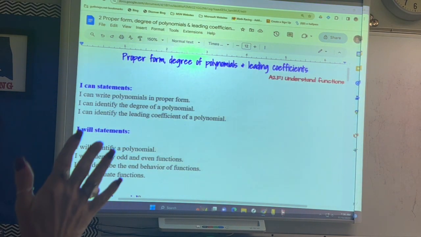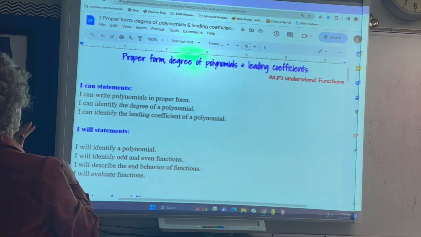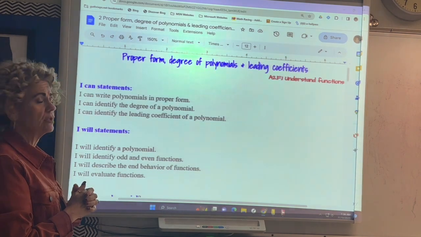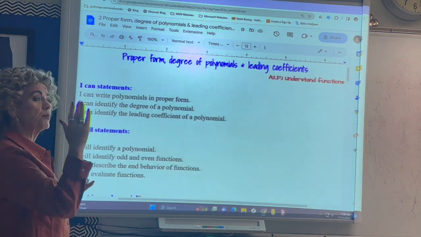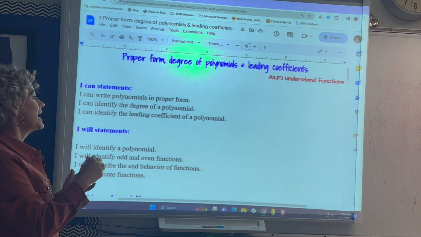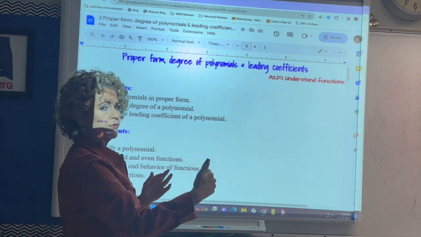Still working to understand functions. We've changed some I will statements to I can. So last week, I can write a polynomial in proper form. And remember, proper form is highest exponent to lowest exponent. I can identify the degree of the polynomial.